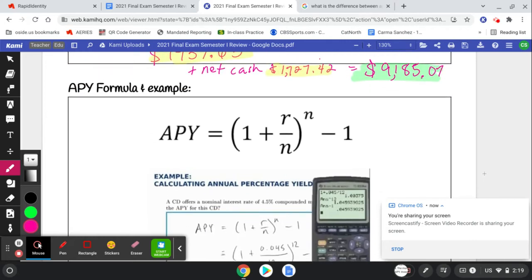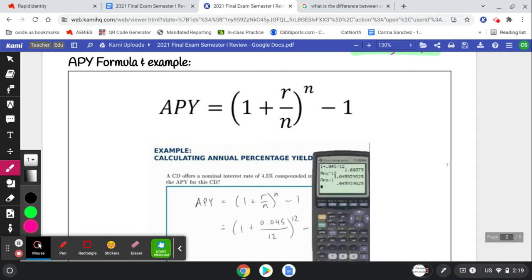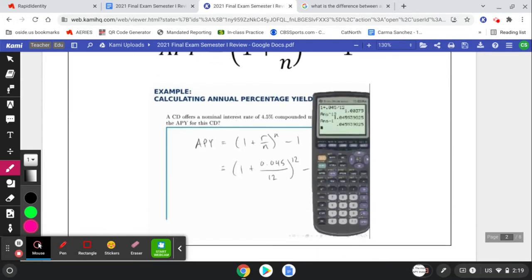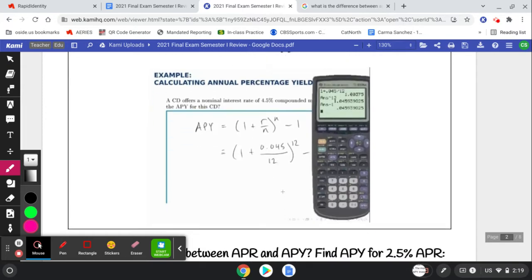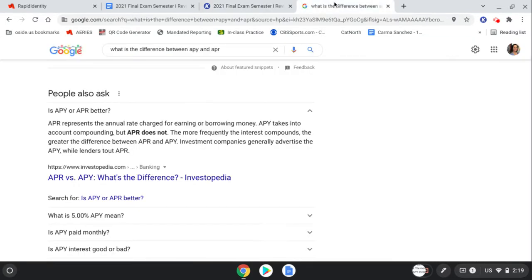All right, the next section here talks about the annual percentage yield formula and shows you one quick example. So here's the actual formula to use on the test. Here's an actual example of how you would plug this into that formula and the work you would show on the calculator. And then let's go down and do one. So it says here, what is the difference between APR and APY? And then find an APY for 2.5%.